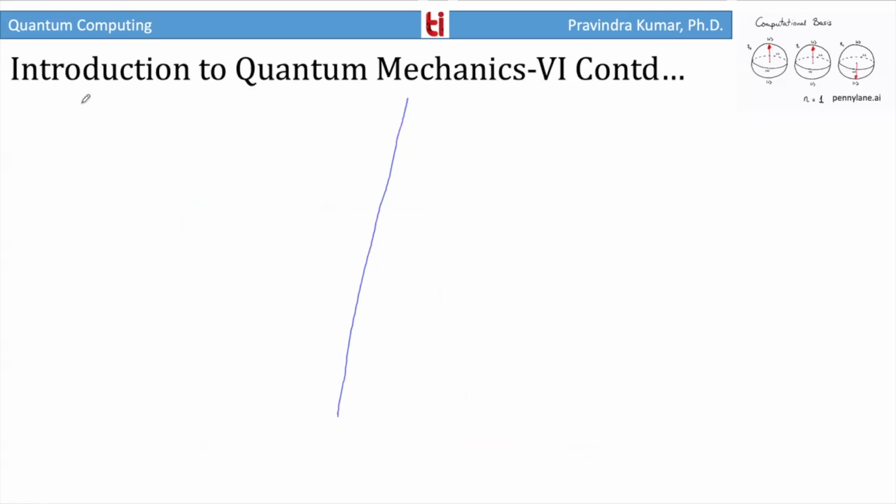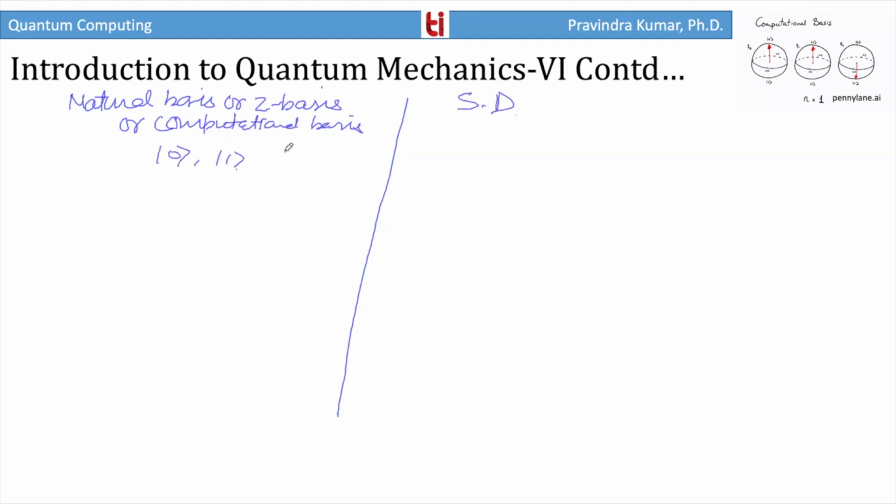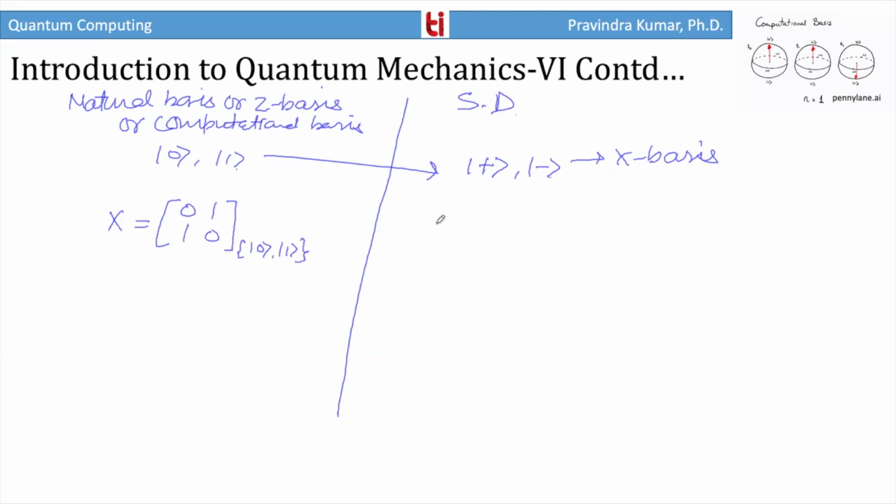If we consider the natural basis, Z basis, or computational basis, this is ket 0 and ket 1. In spectral decomposition, these computational bases are changed into the X basis, ket plus and ket minus. These are the X bases. In the Z basis, the Pauli X matrix is represented with elements 0, 1, 1, 0 with the natural basis. And in spectral decomposition, the Pauli X matrix will be the diagonal matrix where the diagonal elements are the eigenvalues.